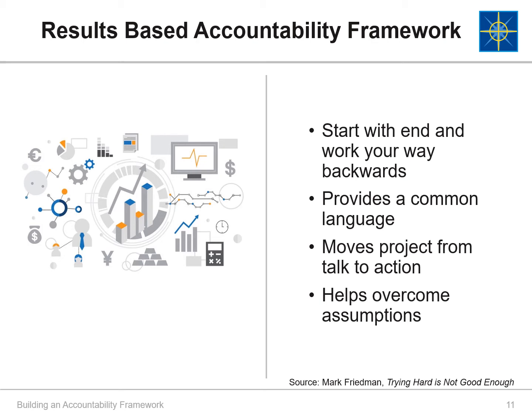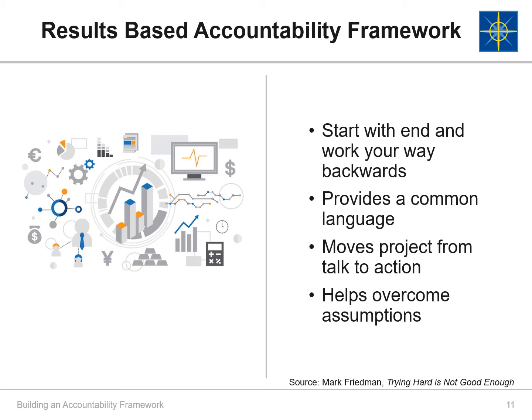One specific type of accountability framework is called results-based accountability. This concept was coined by Mark Friedman in his book, Trying Hard is Not Good Enough. What does that mean? Well, it's really pretty intuitive. It's a 6-step process where you start with the end goal in mind and work your way backward, step by step. Here, you want to be very specific about what that end goal is. You've probably heard of SMART goals, where the S stands for specific. Your project needs to have a very clear objective.